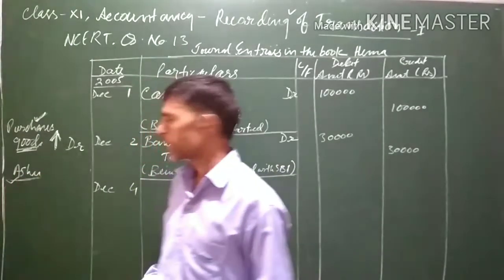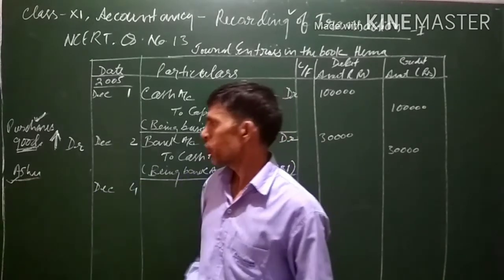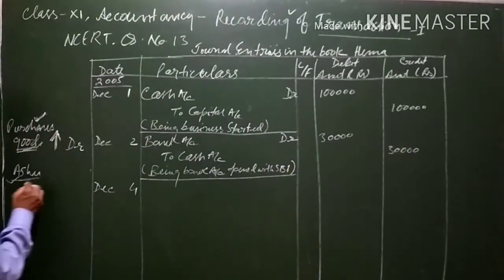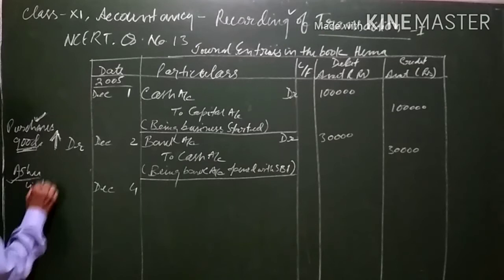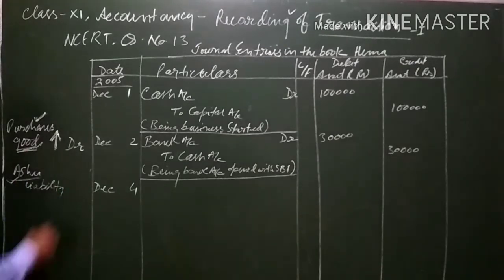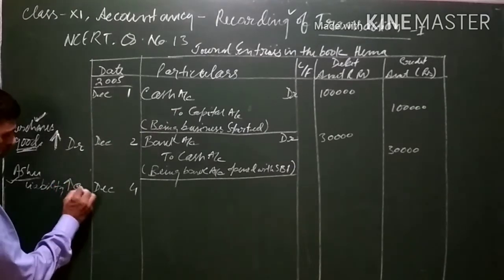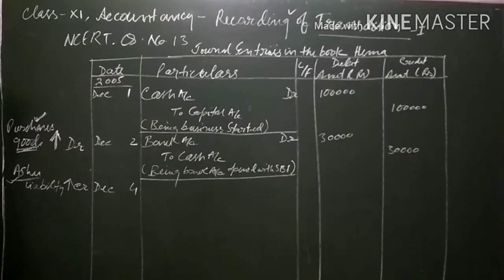Ashu will be a creditor for us, a creditor to whom we have to pay. So Ashu is a creditor, and a creditor is a liability because we have to pay the person. Creditor is a liability and liability is increasing. For an increase in liability, the rule is it is to be credited.